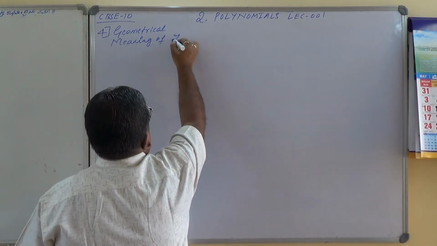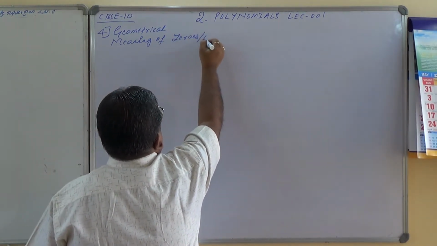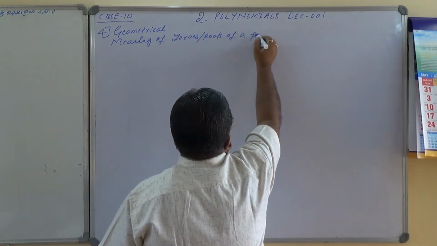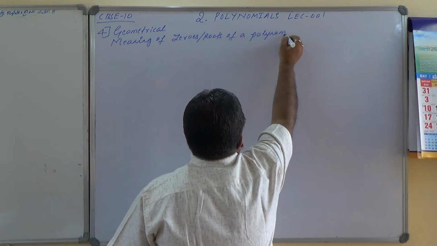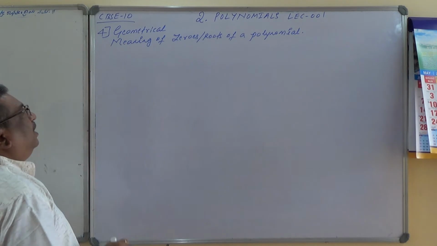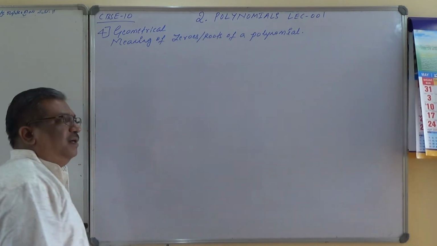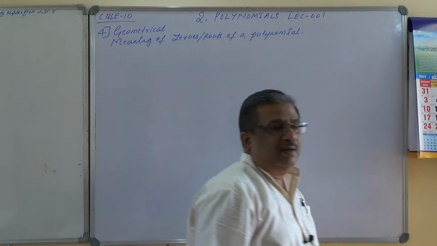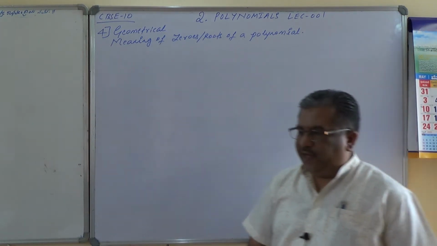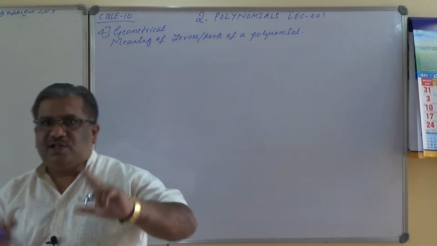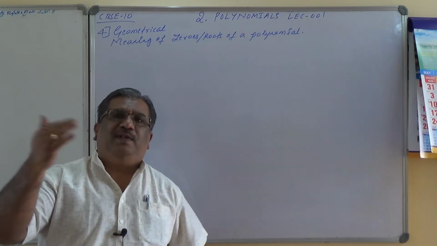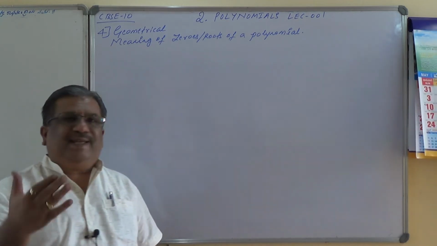of zeros, which are also called roots of a polynomial. What is the geometrical meaning of roots of a polynomial? So I am going by one by one: linear polynomial, quadratic polynomial, cubic polynomial. And what do you mean by geometrical meaning? In general, I am talking about the geometrical interpretation of the roots, which is something like this.